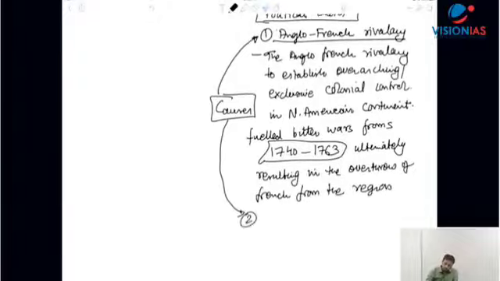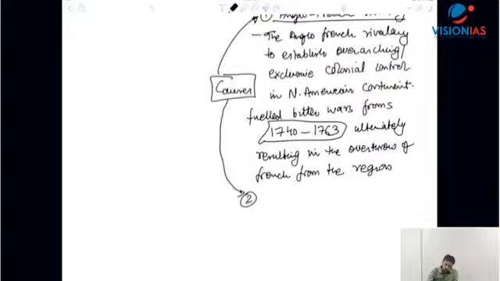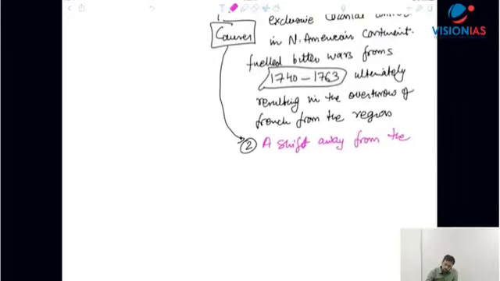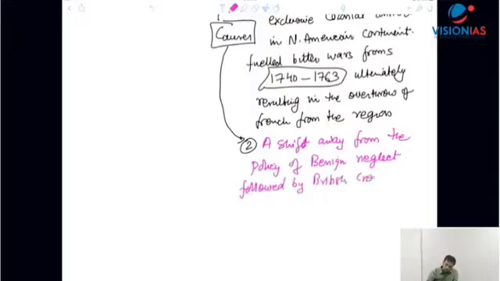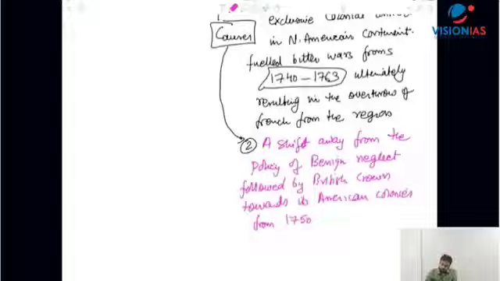The second political cause was a shift away from the policy of benign neglect followed by the British Crown towards its American colonies from the 1650s to 1750s.